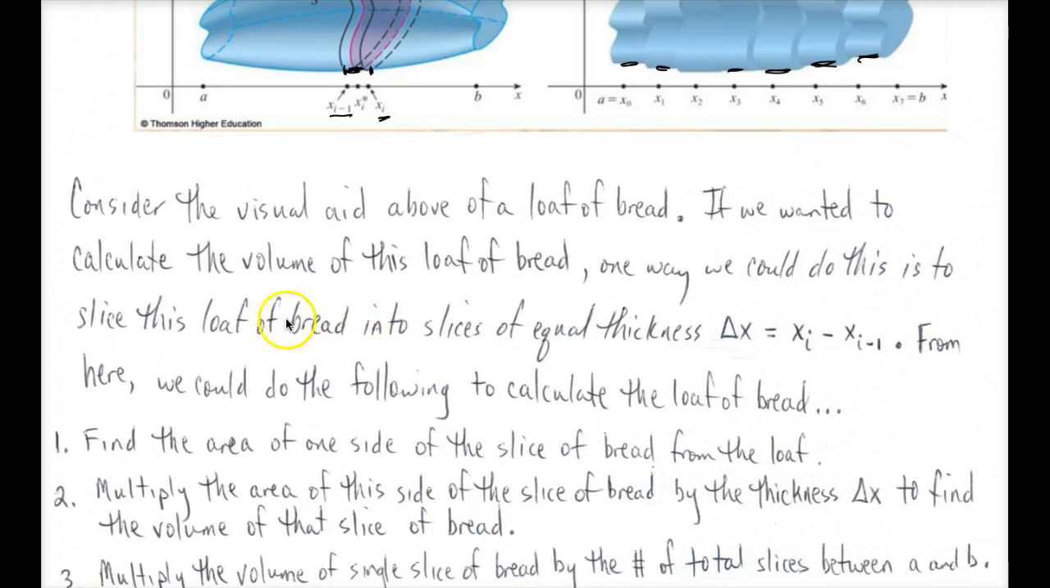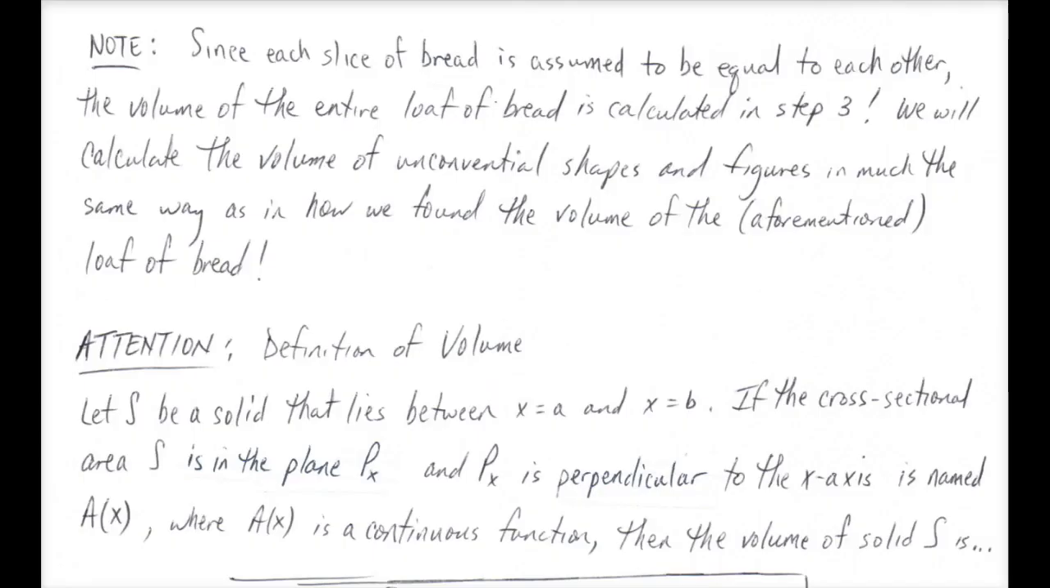If we refer to this picture here, a is right here and b is right here, or in this one over here, a is right there and b is there. One of the things we're assuming is that each slice of bread we saw in the picture on the previous page has equal thickness. And we'll calculate the volumes of unconventional shapes and figures much in the same way we just did for the loaf of bread.